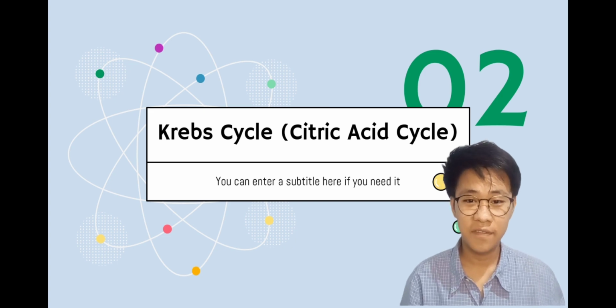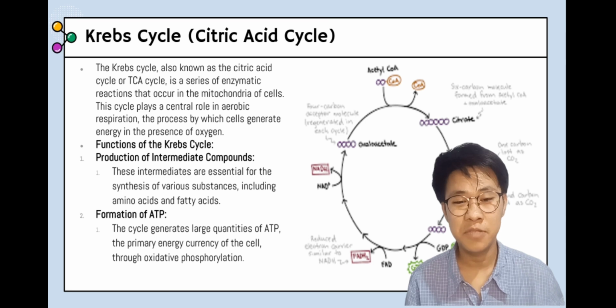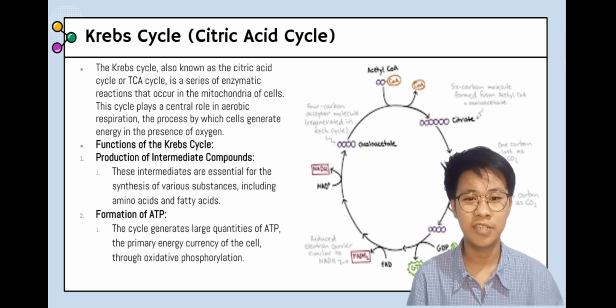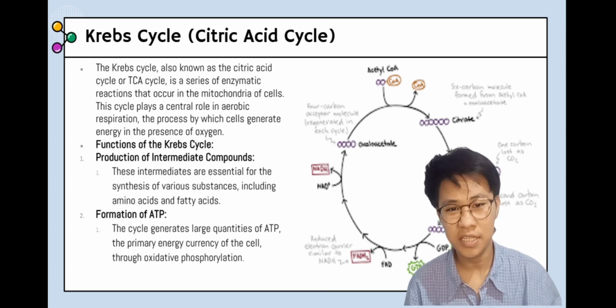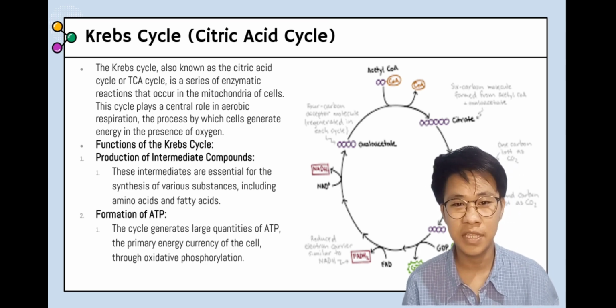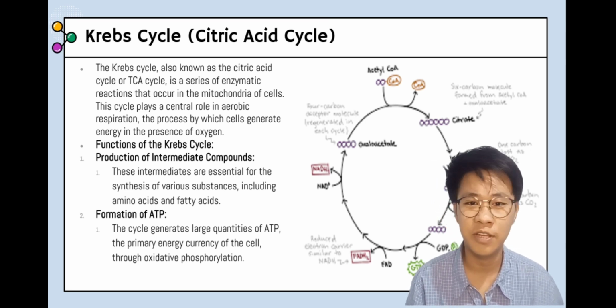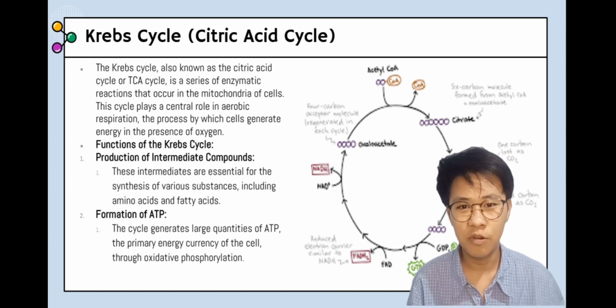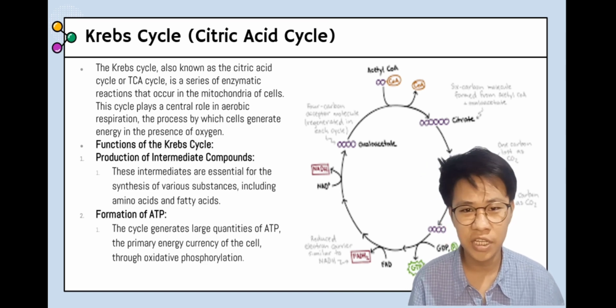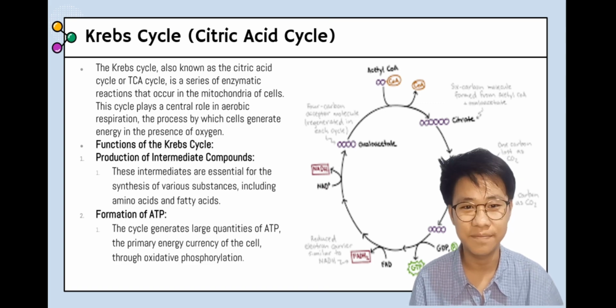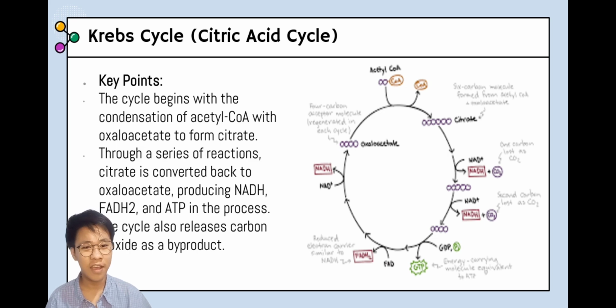So let's have an overview of the Krebs cycle. The Krebs cycle is also known as the citric acid cycle or TCA cycle. This is a series of enzymatic reactions that occur in the mitochondria of cells. This cycle plays a central role in aerobic respiration, the process by which cells generate energy in the presence of oxygen. Okay, since we have the overview of the Krebs cycle, now let's talk about the function and the key points in order for us to remember the Krebs cycle.